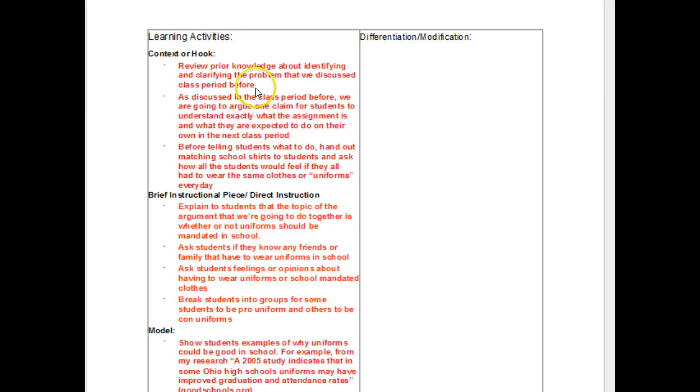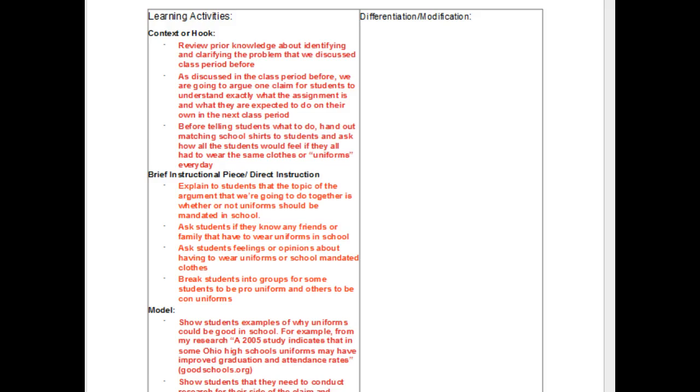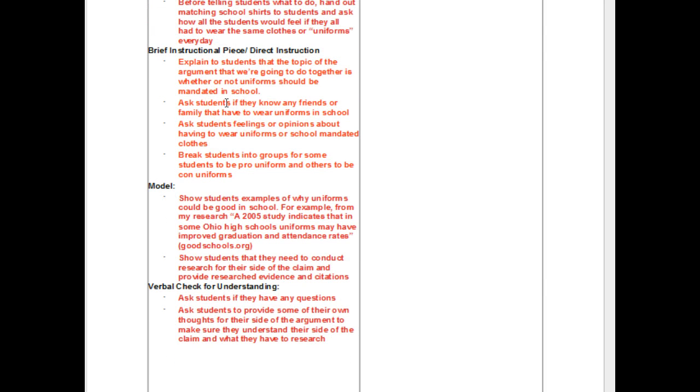Again, yesterday you talked about identifying and clarifying a problem, and so then you set them up with this activity, right? Pass out matching shirts and ask, how would you feel if everyone had the same, school uniforms? Then you have explained to the students that the topic of the argument we're going to do together is whether or not uniforms should be mandated. Do you have any friends who might have opinions on this? And then break them into groups, for some students to be pro-uniform and others con-uniform.